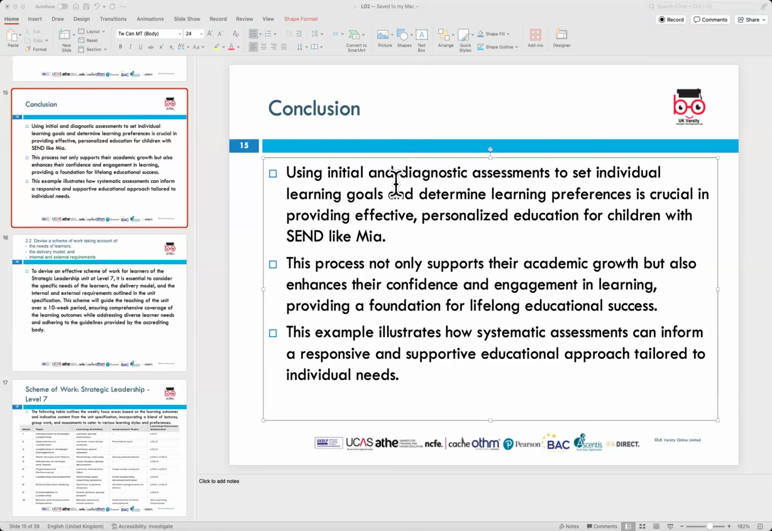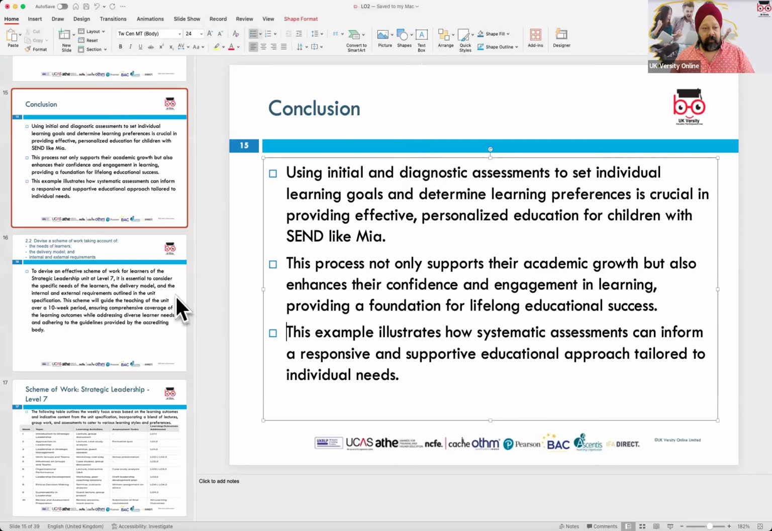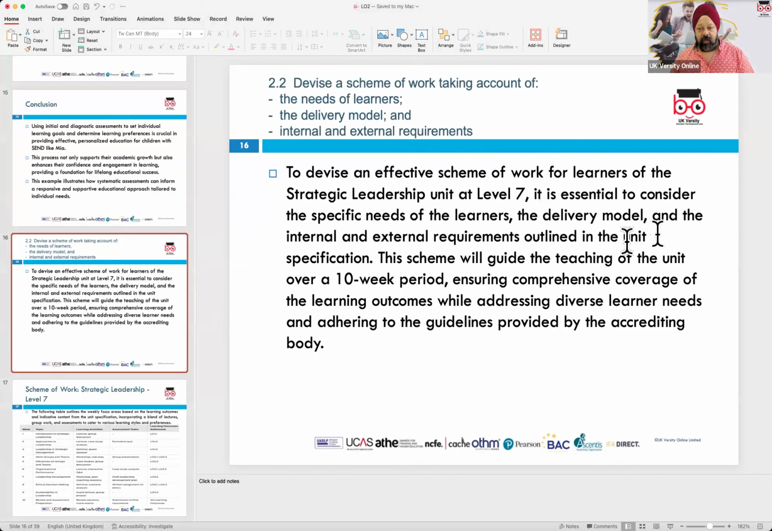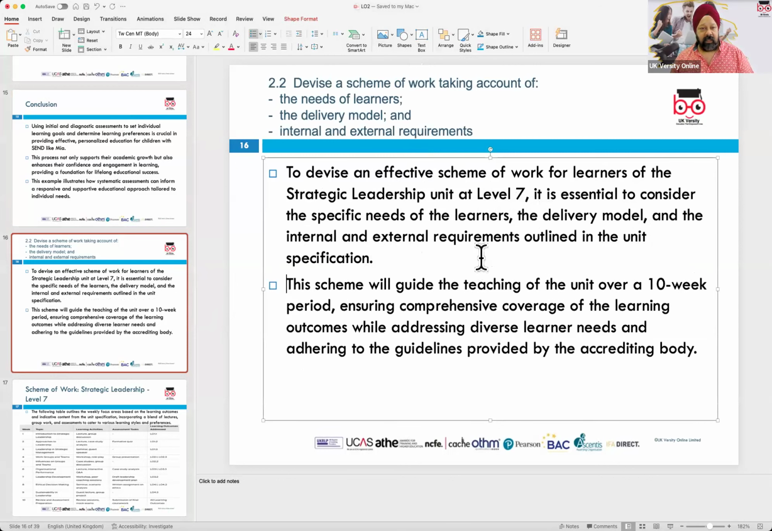Okay. Now, in terms of the second one that we are looking at here, we are looking at drawing up a scheme of work. And that scheme of work that you have, you might have a standard template. What you would need to do is, when you attach it as evidence in that template itself, clearly mark or highlight.